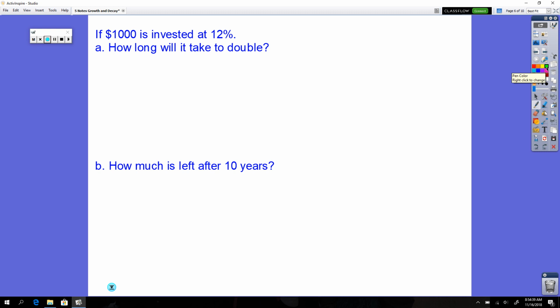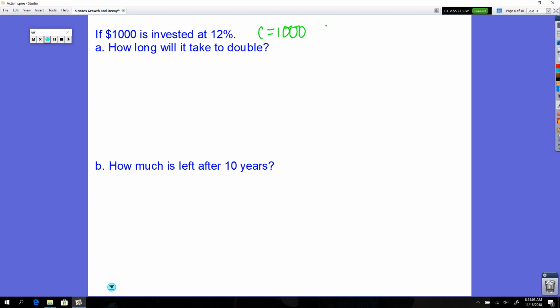So when we look at money and we talk about compound interest, if it is compounding continuously, then we can also use the exact same formula. 1,000 is invested at 12%. So 1,000 is my C. It is what I start with. And my k isn't 12%, but 12% we have to write in terms of a decimal, so k is going to be 0.12. And the first question asks, how long will it take to double?